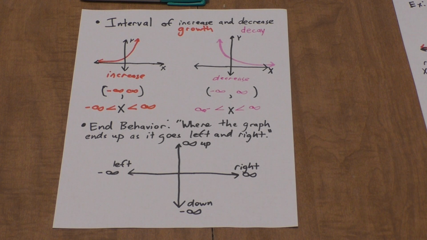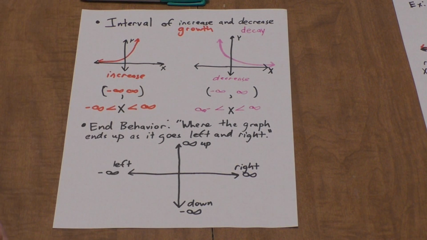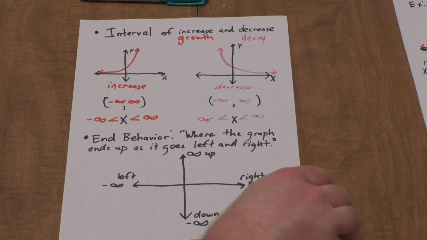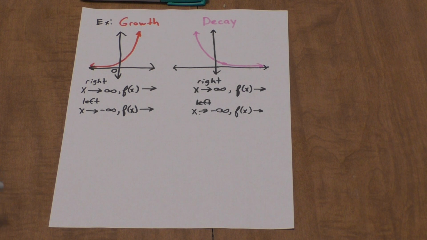So rather than looking at intervals of increase or decrease, we simply say, as the graph goes right, does it go up or does it go down? As the graph goes left, does it go up or down? Often you're going to have to use these little infinity or negative infinity symbols, very similar to our intervals of increase or decrease. So keep this little chart in mind. Let me show you. Again, we're just going to have two examples here of when there's growth versus when there's decay.